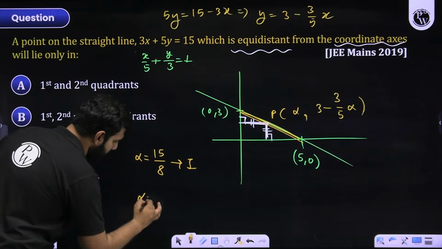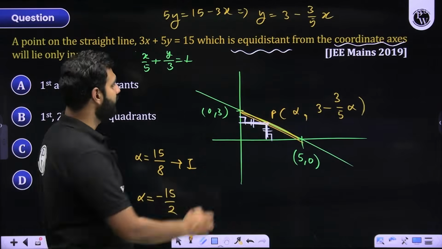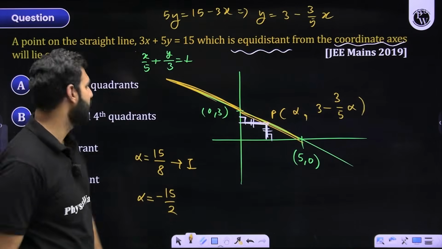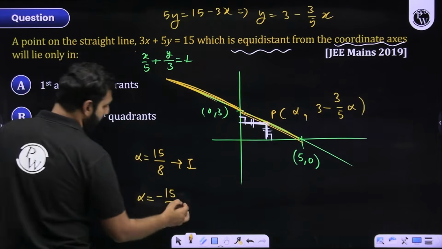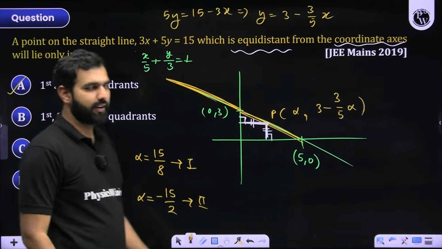Alpha, if it is minus 15 by 2, which means what? The x coordinate is negative. And if the x coordinate is negative, the corresponding point lies in the second quadrant. So this point will lie in the second quadrant. So my answer will be either first quadrant or second quadrant or both.